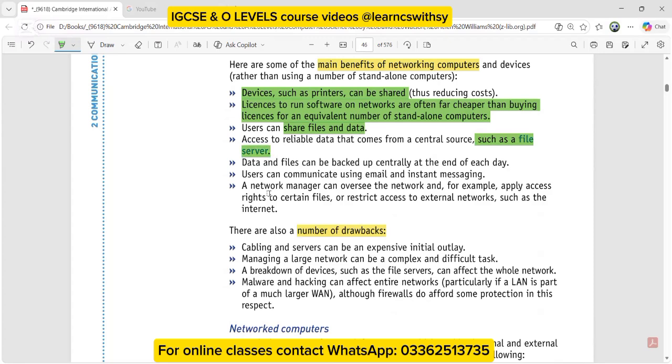Data and files can be backed up centrally at the end of each day. That means we don't have to worry at all about the security of the data because the data is backed up. Users can communicate. Right now, we are able to communicate because of the network. We can send a message through email. This all is possible. And then a network manager can oversee the network and, for example, apply access rights to certain files. This is something that you will come across a number of times also. A network manager can oversee the network and apply access rights.